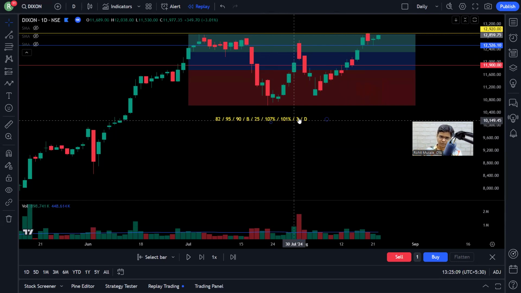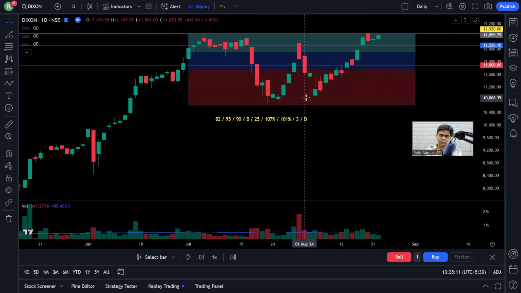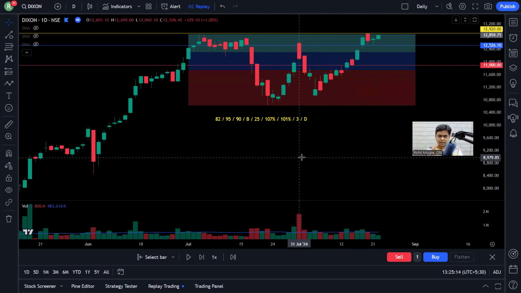Next, 3 means what is the base count? So I'm writing the base count. As I have discussed with you earlier, a stock which is in a stage 2 uptrend will form multiple bases on the weekly chart. And if you count these bases, you will know where exactly you are in the journey of the stock. Stage 2 is divided into early stage, middle stage, and late stage. Early stage consists of base 1 and base 2. Middle stage consists of base 3. And late stage consists of base 4, 5. It can even go up to 8 bases.